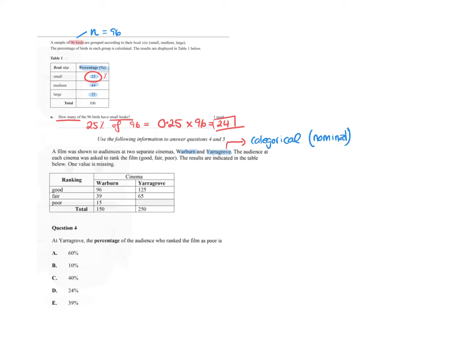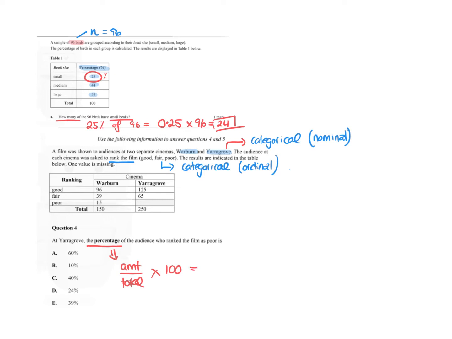Now, they went and saw a film, and then they ranked the film, so this is the other variable here, whether the film was good, fair or poor. So this is also categorical, but because it's got some order to it, like it's either good, fair or poor, we would say that's ordinal. Okay, so that's us just practicing that. So if we go and look at the question, it says Yarra Grove. Now, it wants the percentage. So what we want to do is start making sure that when we see they want a percentage, we just write out the formula so we remember to get the right data.